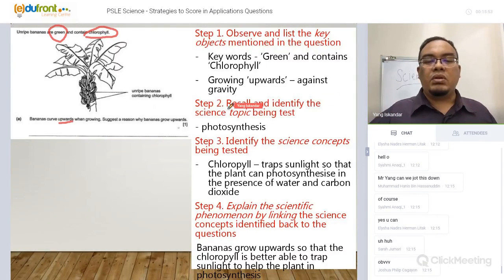Okay, so step number 2, recall and identify the science topic being tested. So we know it is under the topic of photosynthesis. Right? So you should be able to recall what is photosynthesis, what is required for photosynthesis.